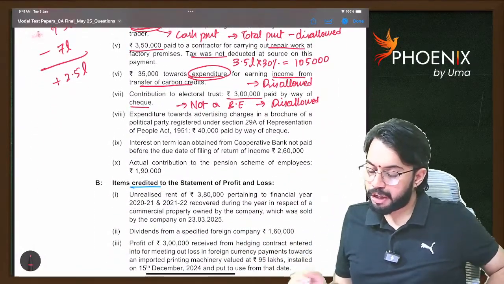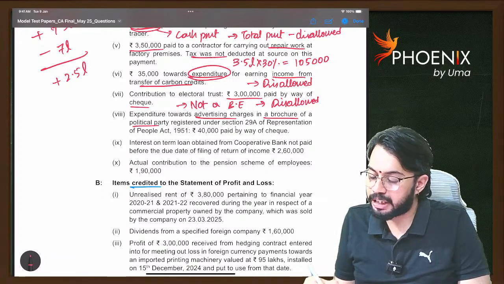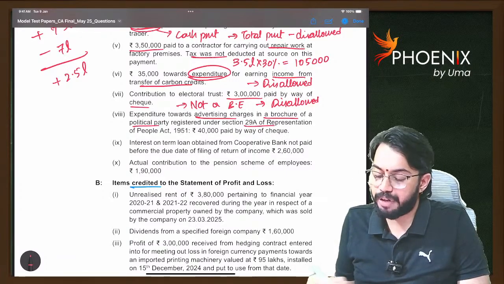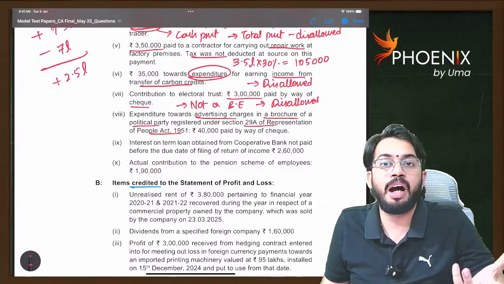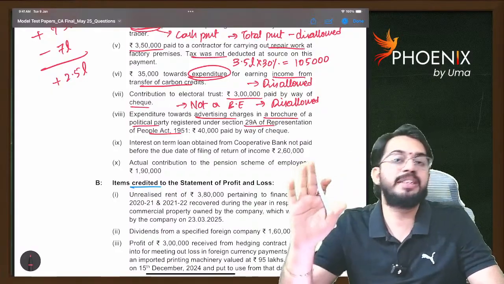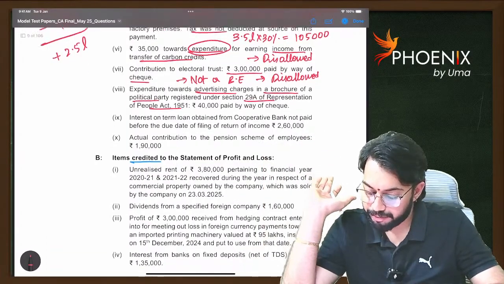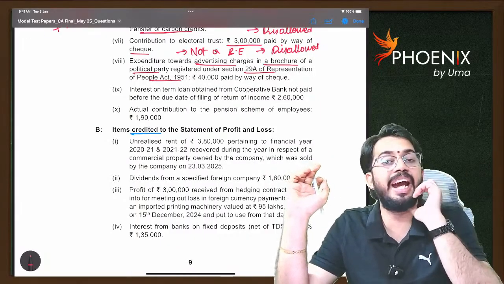Next, expenditure towards advertising charges in a brochure of a political party registered under section 29A of Representation of the People Act. In a political party journal, if you give any advertisement, whatever those advertisement expenses are, they are completely disallowed. They are not allowed as deduction. But they are allowed as deduction under section 80GGB.